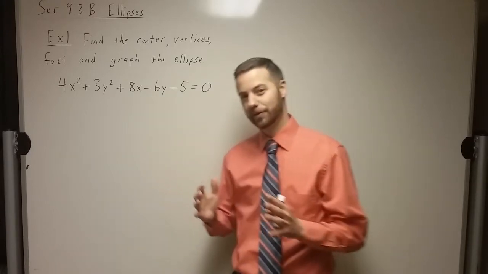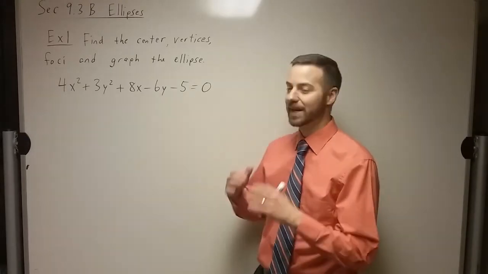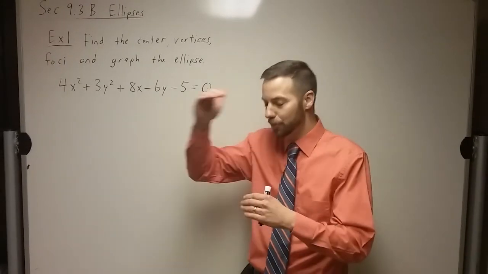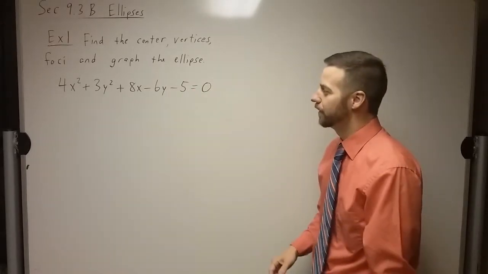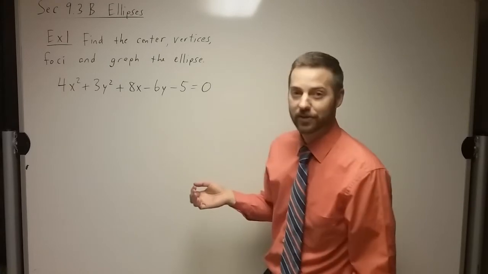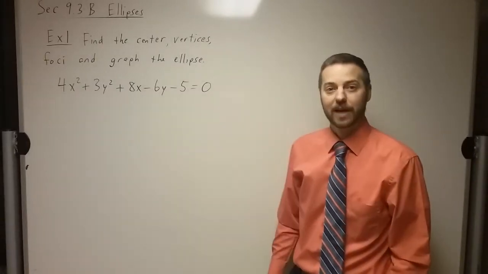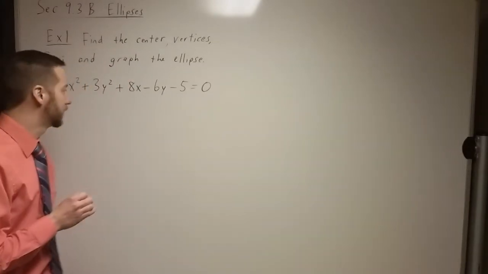So remember the standard format was we had x minus h, the quantity squared, y minus k, the quantity squared. Those were both over something and added together, and then equaled 1 on the other side. This doesn't look much like that right now. So our goal here is going to be make this look like that. Put this into the standard equation of an ellipse.